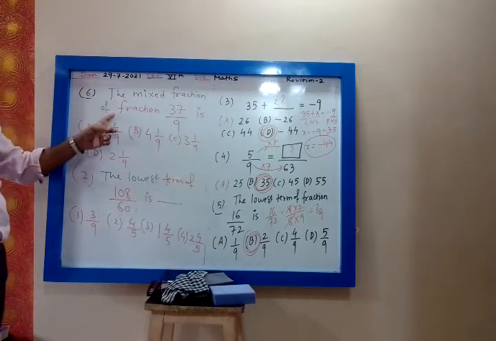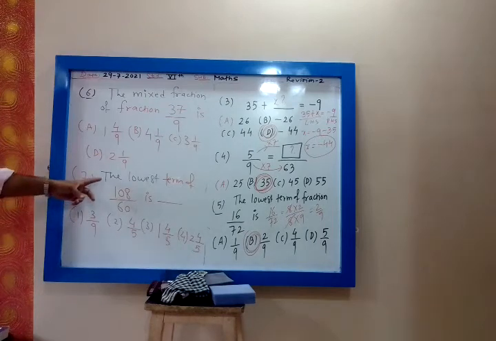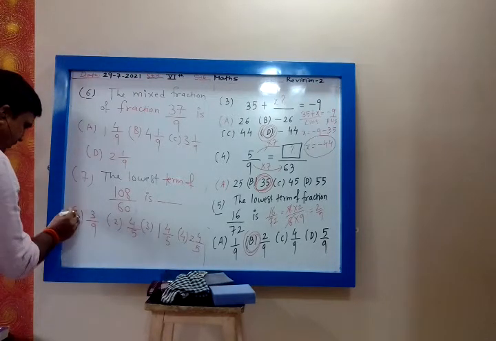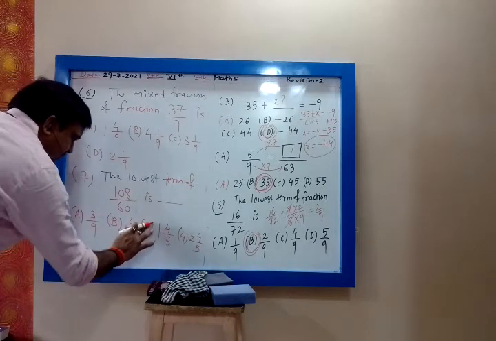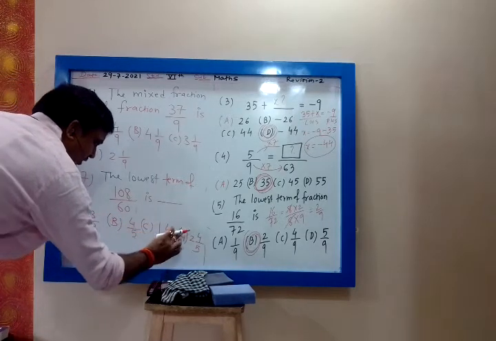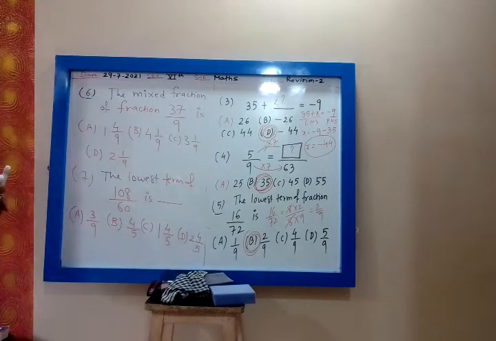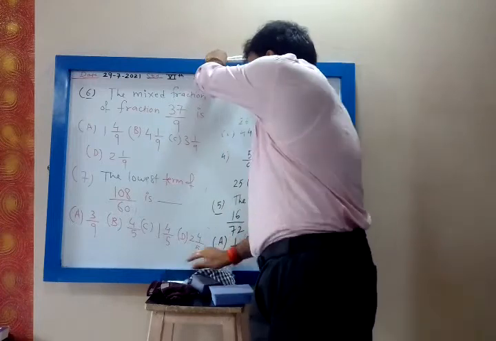Repeating, the mixed fraction of fraction 37 upon 9. Option A is 3/9. Option B is 4/5. Option C is 1:4/5. Option D is 2:4/5. Let me complete this side, then I will start discussion.